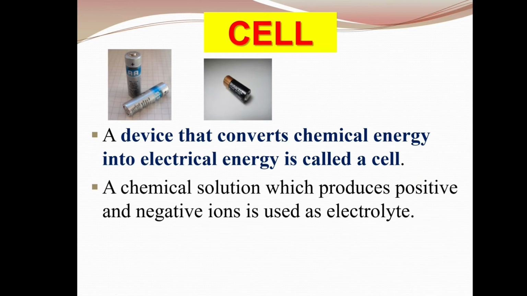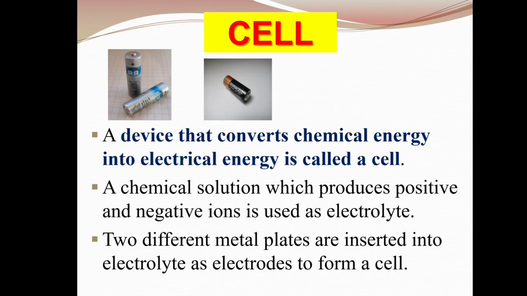What is electrolyte? Electrolyte is a substance that dissociates into ions in the solution, and it acquires the capacity to conduct electricity. Simply, a substance such as acid or salt that, when dissolved in water, conducts an electric current is called an electrolyte. So, what is used as electrolyte? A chemical solution which produces positive and negative ions.